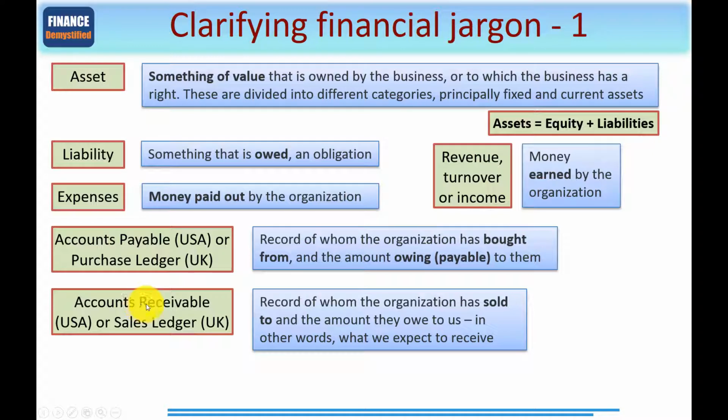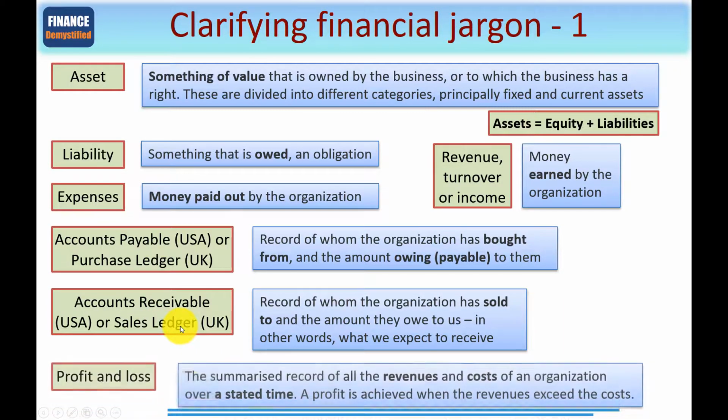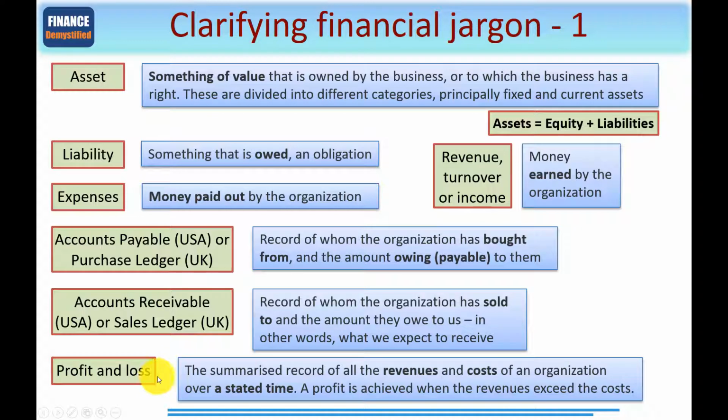So again, the word receivable in accounts receivable makes that clear, and sales ledger in the UK is the money owed from sales. Profit and loss. We'll be looking at the profit and loss statement or report in a lot of detail in later modules. So very important term, and it should be fairly easy to see what they're talking about.